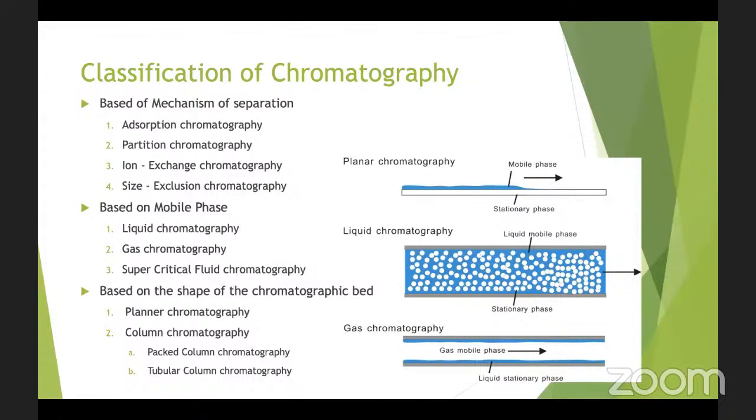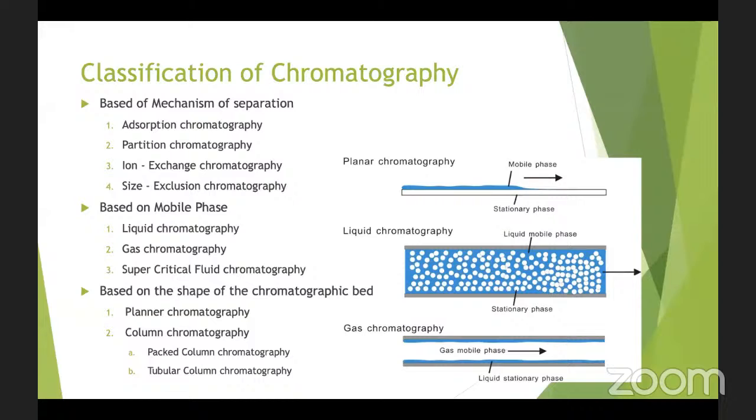In adsorption chromatography, it works on the principle of adsorption. Here, the analyte molecules are adsorbed on the resin. Resin is the stationary phase that is used in this case. For example, affinity chromatography or high performance liquid chromatography.